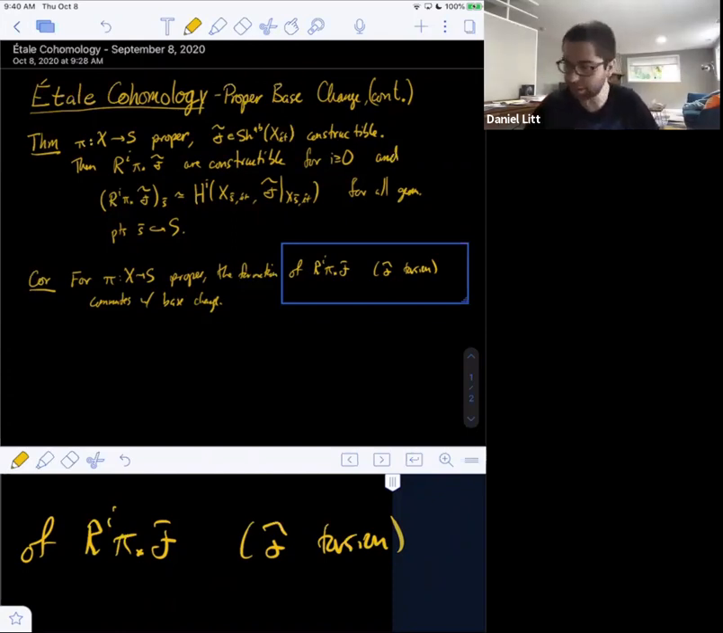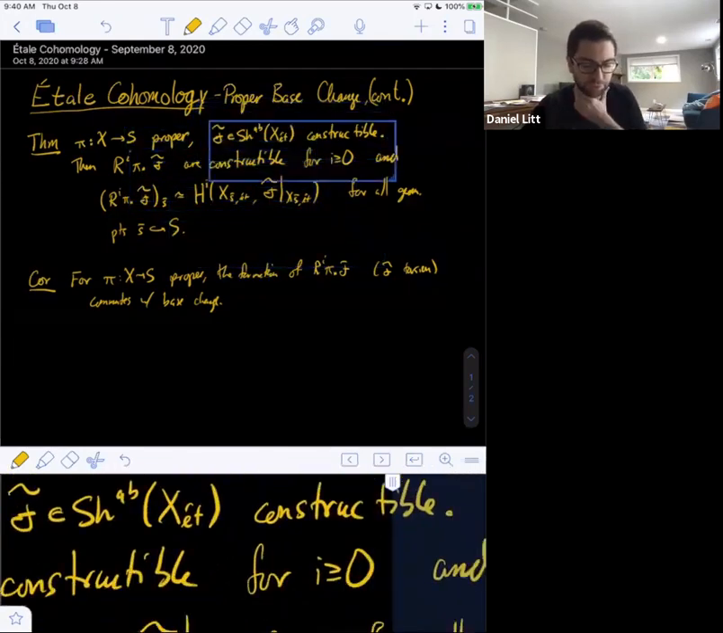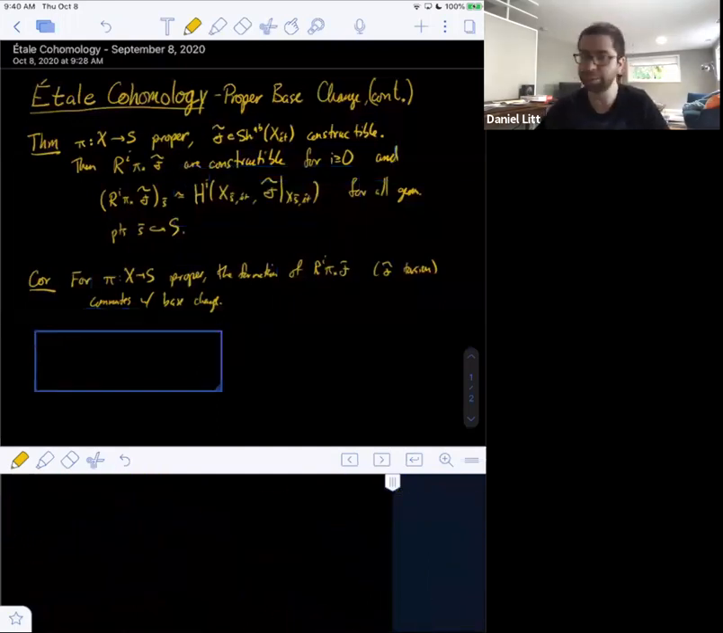Great, and then at the end of last time, I gave an example to show that some properness was necessary. For example, for constructibility of proper pushforward, we talked about the constant sheaf Z/p on the affine line over a field of characteristic p. Okay, are there any questions about these statements?